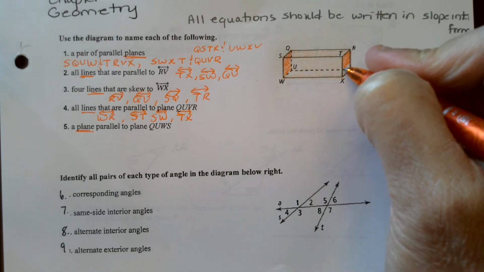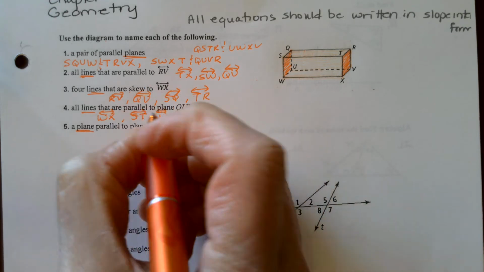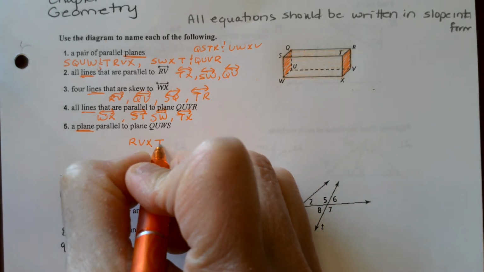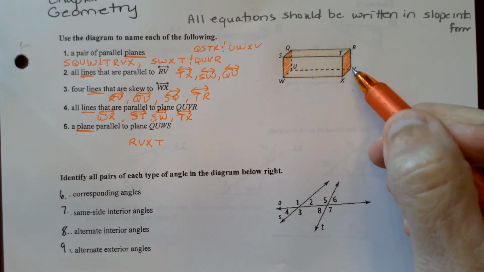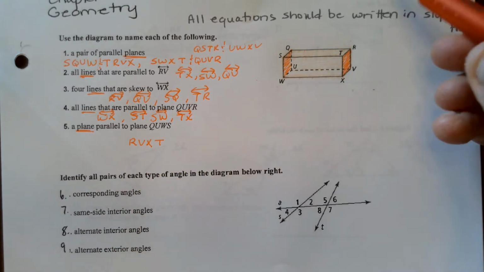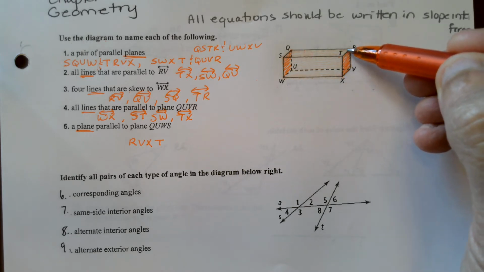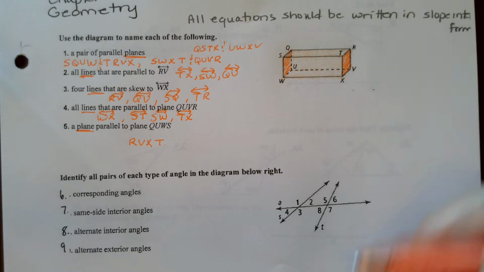There is only one, and that's this guy over here. So I'm gonna do RVXT. Just make sure you don't jump across. It doesn't mean it has to be this order exactly, but you can't say RXVT. Okay, it's got to go either clockwise or counterclockwise, but in order.